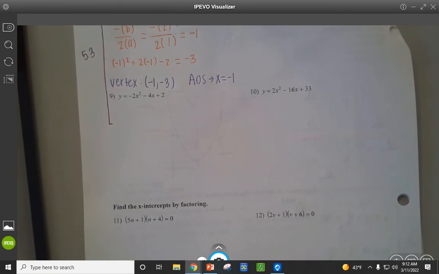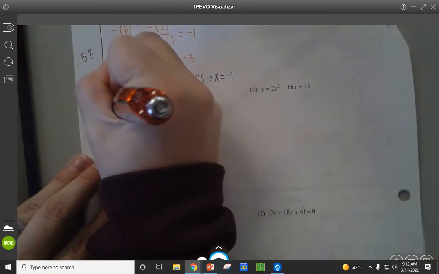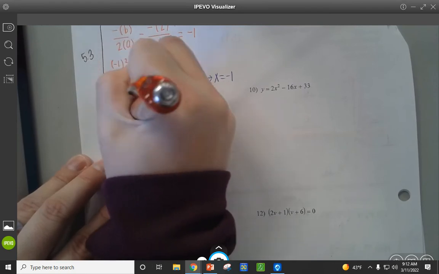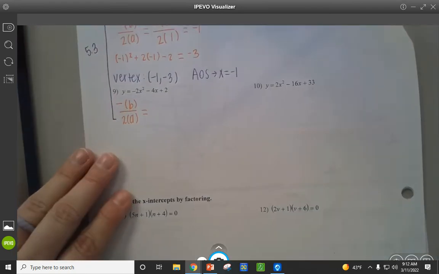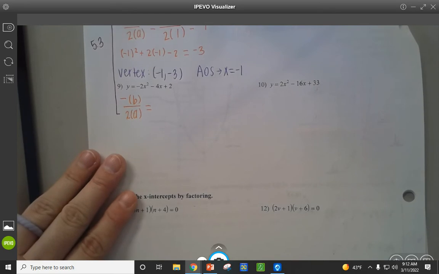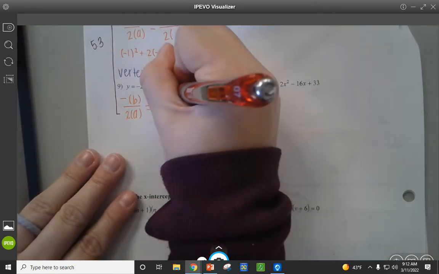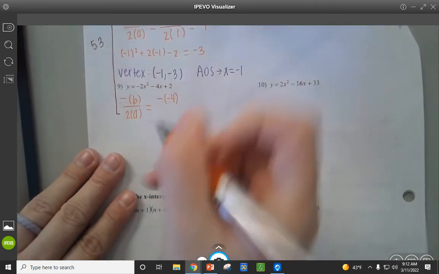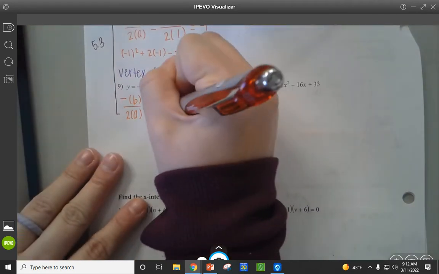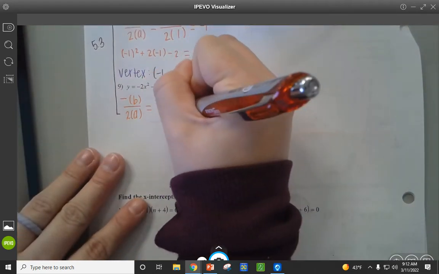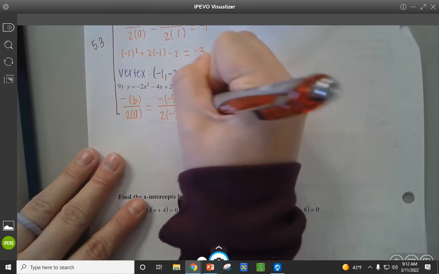All right, number 9. Negative b over 2a. What's my b? So I have a negative on the outside, and my b is also negative. So we have 2 negatives. What's my a? Yep.